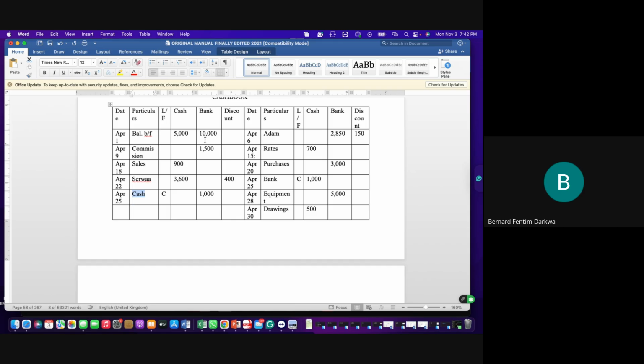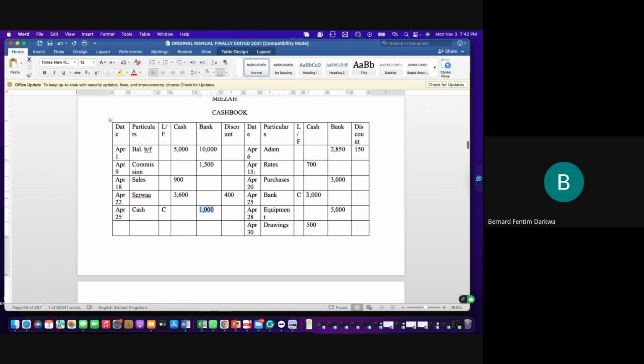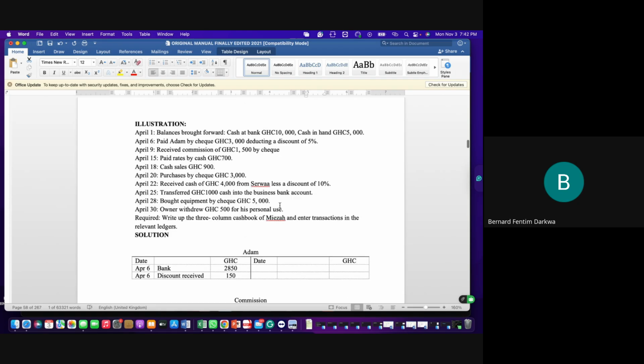So you see how you come here on the debit side, bank is receiving 1,000 from cash. When it goes to another 25th, the same to bank, cash is given. So we credit cash also 1,000. So the same transaction is recorded twice. That's what we call contra entry. So you do that and you see that.